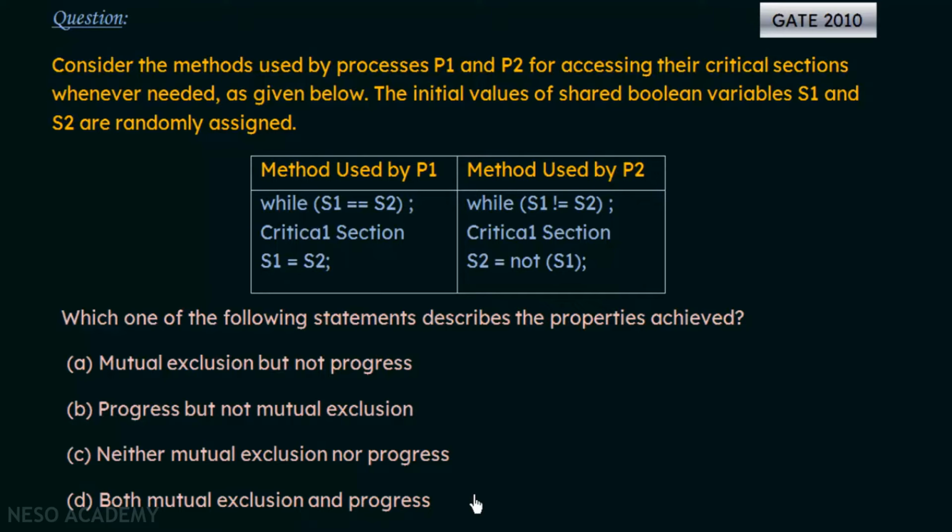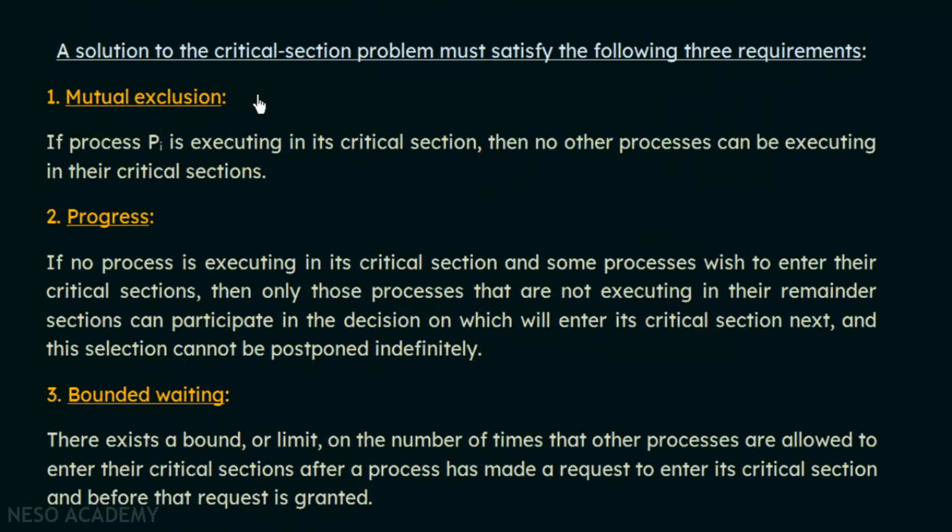In order to solve this, first let's recall the meanings of these two properties, mutual exclusion and progress. We have already studied this in the lectures on process synchronization. Mutual exclusion means if process Pi is executing in its critical section, then no other process can be executing in its critical section. That means only one process can execute in its critical section at one time. That is what we mean by mutual exclusion.